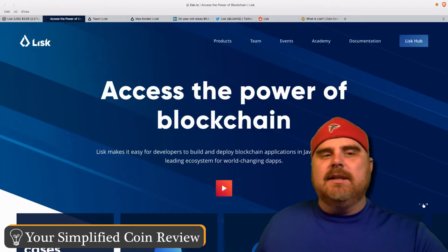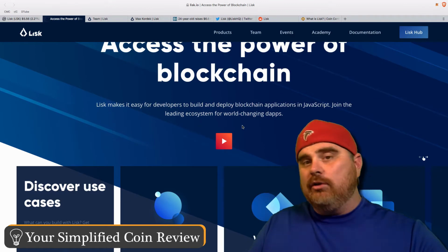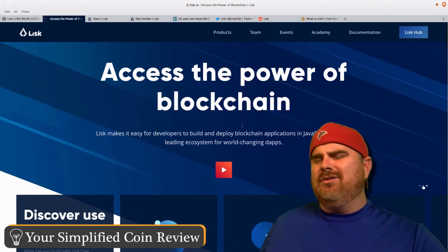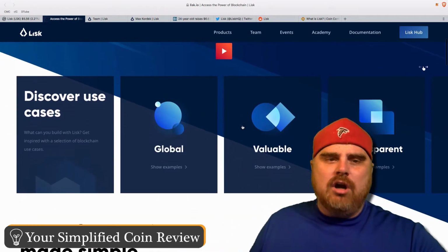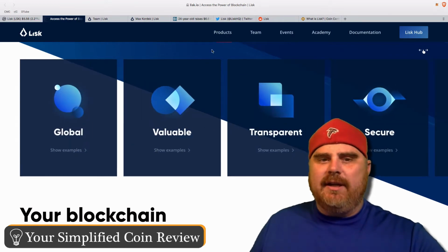So this is the Lisk website. They recently had a little rebrand with their logo. They have a much cleaner logo than they had before. Before, it kind of looked like a rock. Now it looks a lot cooler. They talk about use cases. Here on the website, they show different examples.